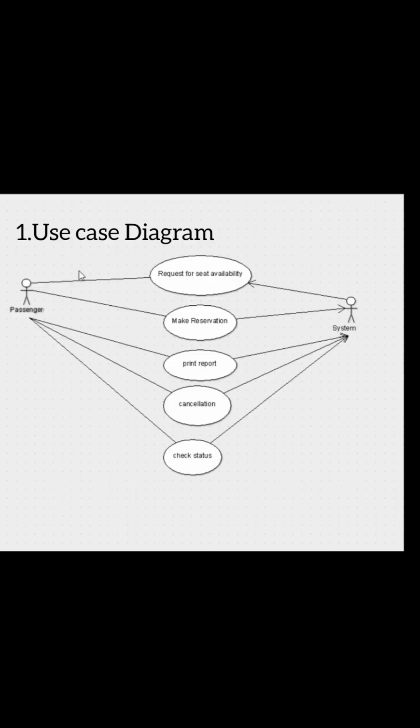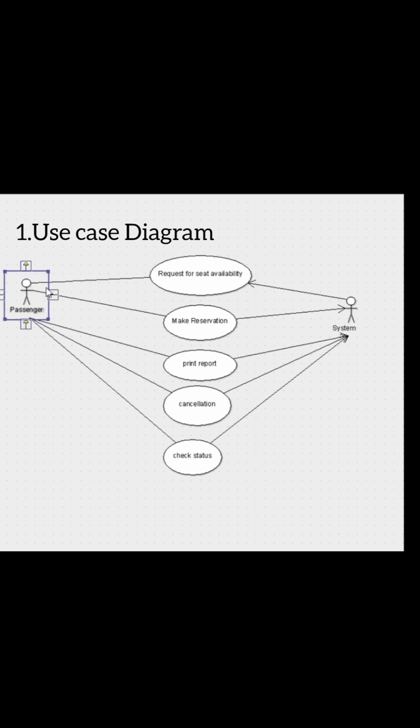Airline reservation system. This is the use case diagram. It describes the functional requirements of the system from the perspective of the users. And we use symbols in a use case diagram, such as this stick figure.